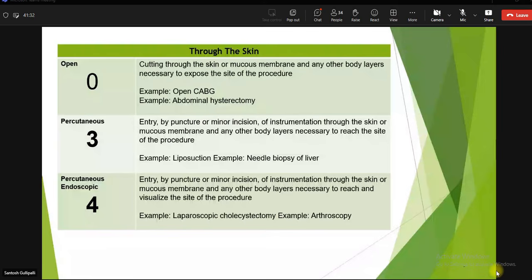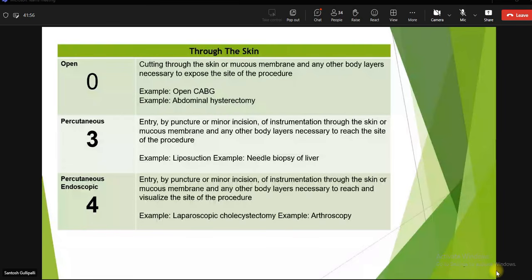So that type of approach is considered as open approach, like open CABG. Coronary artery bypass graft. This is one of the open heart surgeries. This is a very major surgery. In a coming slide, when we learn the bypass root operation, I will tell you how to code for the CABG procedure.